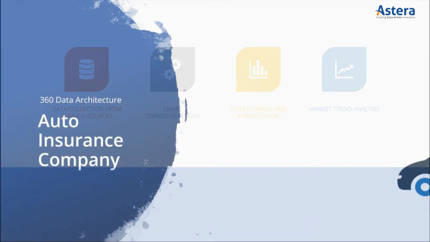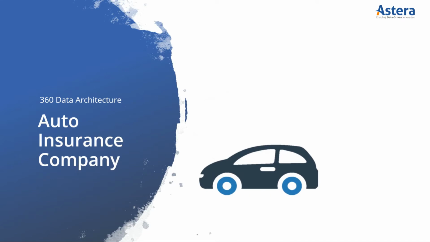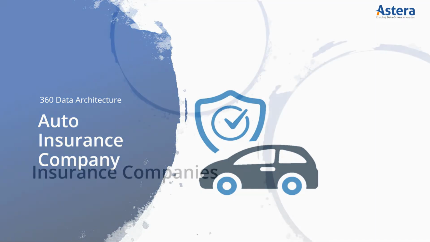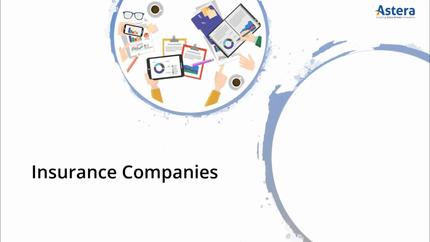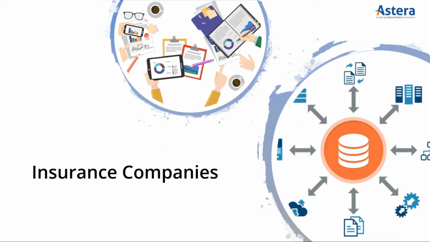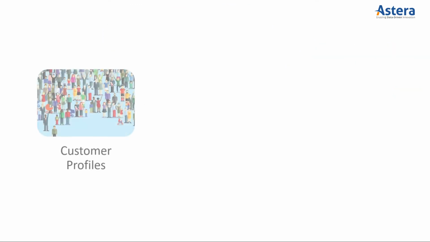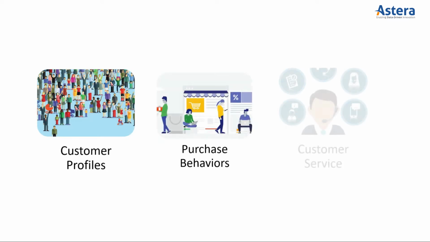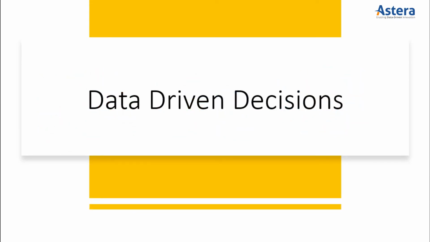In this video, we will look at a use case from an auto insurance company to see how 360 Data View can benefit organizations within this industry. Insurance companies have comprehensive data reporting processes and analytics, with data coming in from varied sources, both from within and outside the enterprise. They use these diverse sources to track customer profiles, purchasing behaviors, customer service channels, and similar tasks. All this information powers data-driven decisions.